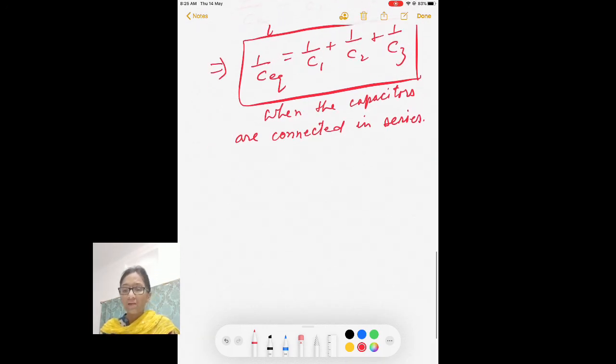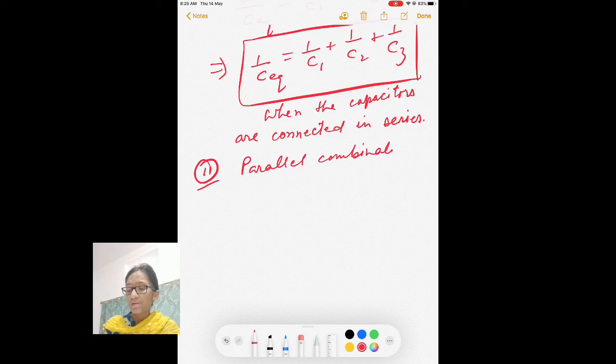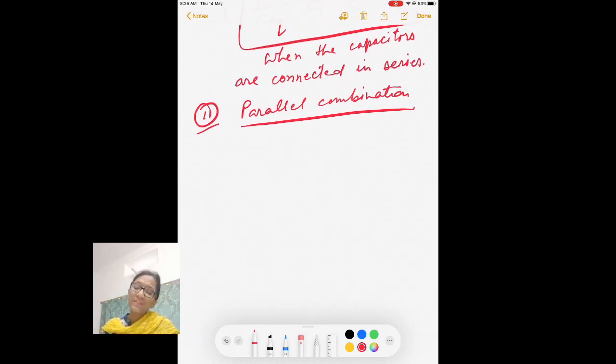Now, parallel combination. Second thing, parallel combination. In parallel combination, the capacitors are connected to common terminals.